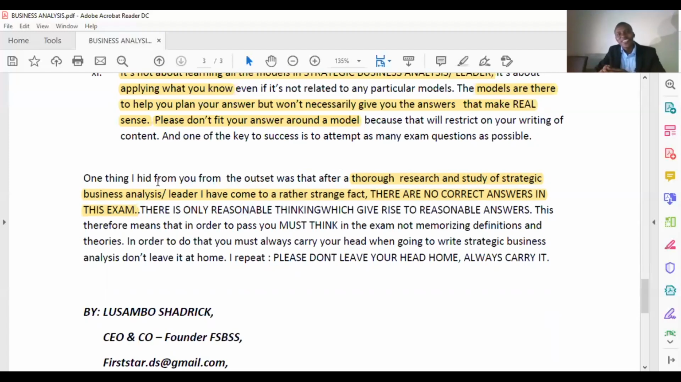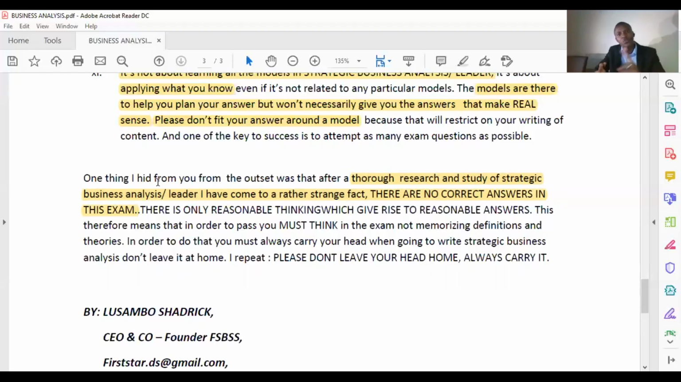That's what I've come to discover. It's a funny fact. I want to repeat that statement, and let me just read it for you. I'm going to say that after a thorough research and study of Strategic Business Analysis and Leader, I've come to a rather strange fact: there are no correct answers in this exam.